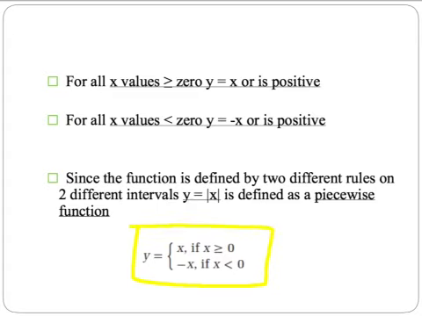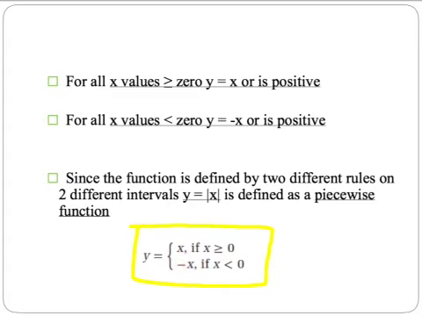This is a piecewise function. And this is how you write piecewise functions. So in your assignments and the tests, when they ask you to write an absolute value function as a piecewise function, this is how you write it. Okay? You write it as y equals, and then you put this little bracket in here, x if x is greater than 0, or it could also be negative x if x is less than 0.